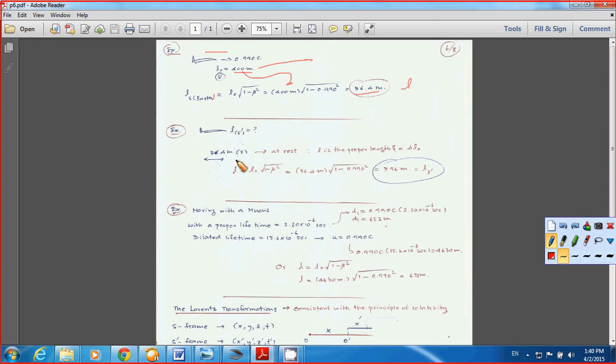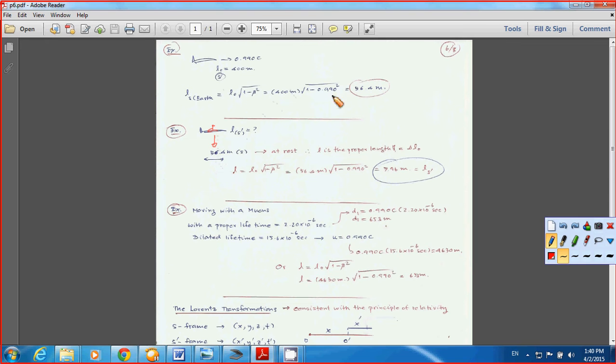So this is what I mentioned here. When you're sitting on the S frame, you're going to see the length of the plane to be 56.4 meters. Actually, this one I do something opposite. If I have the length on the Earth in the S frame to be 56.4 meters, and you are sitting on the spacecraft here moving with velocity 0.990 c, what is the length you're going to see from the spacecraft?